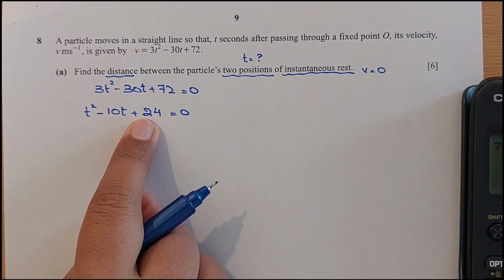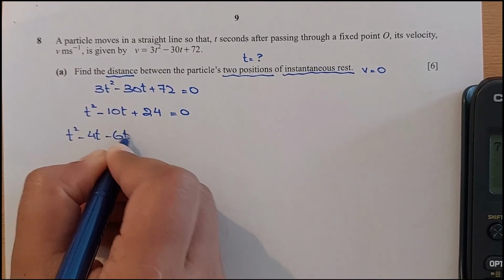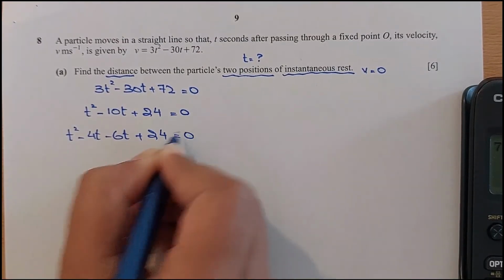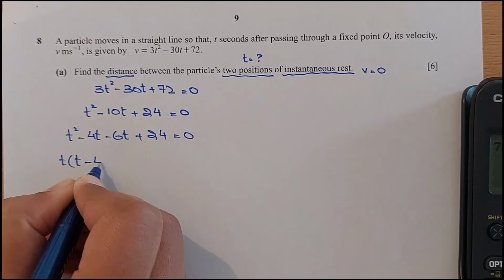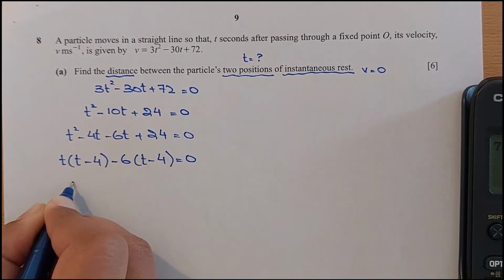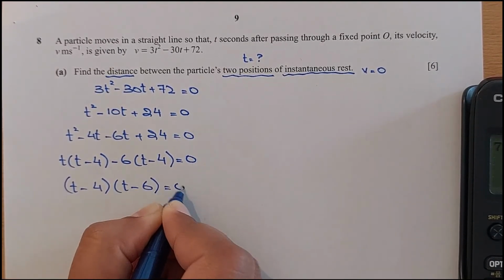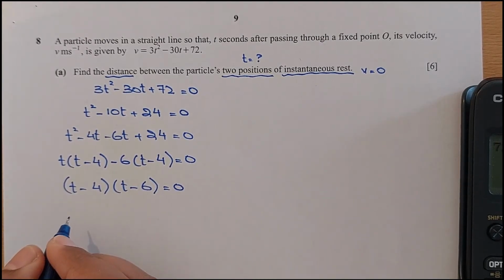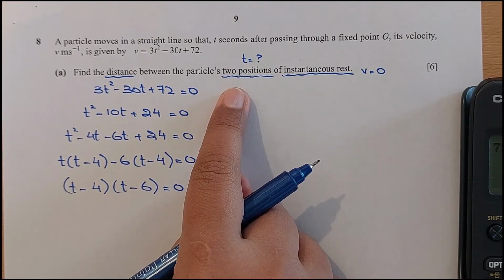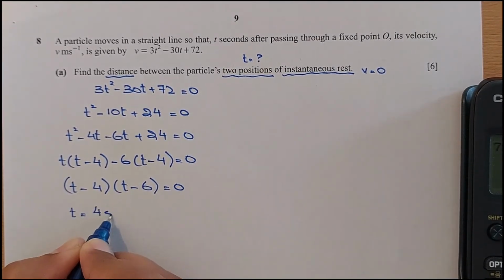1 times 24 is 24, and 4 times 6 is 24. So let me break the middle term: t² - 4t - 6t + 24 = 0. Taking t common, t(t - 4). Taking -6 common, -6(t - 4). So we have (t - 4)(t - 6) = 0. So the two values of time when the particle is at instantaneous rest are t = 4 seconds and t = 6 seconds.